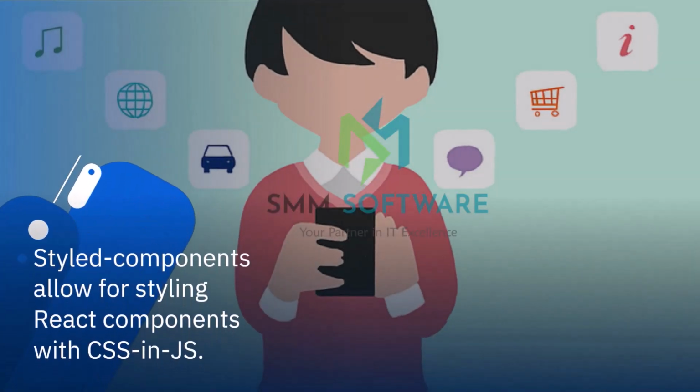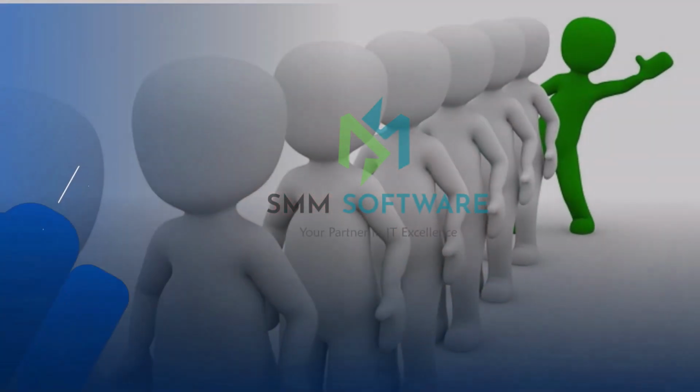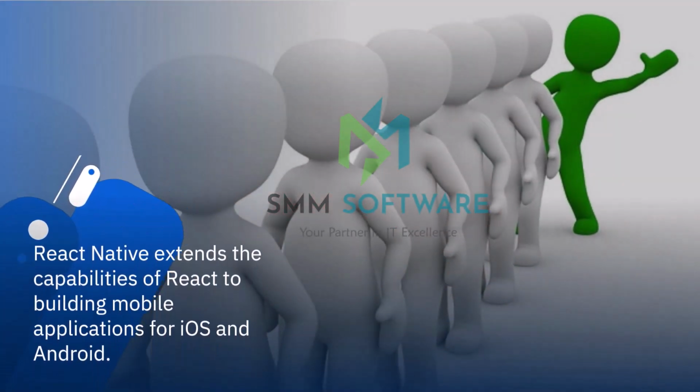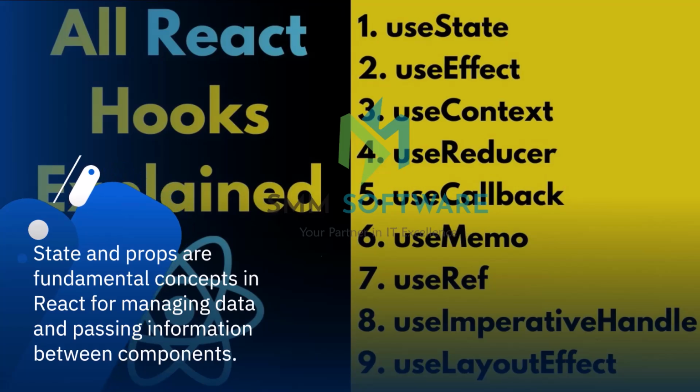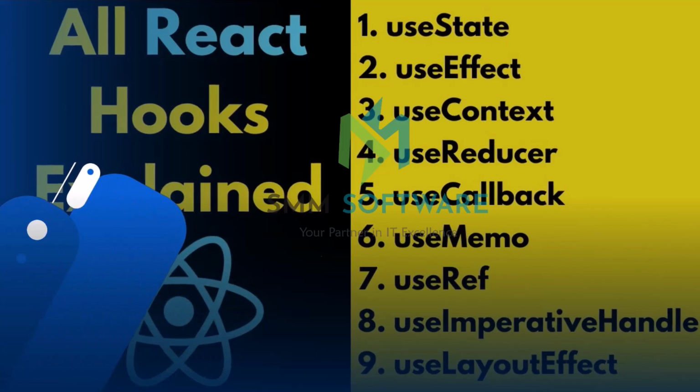Styled components allow for styling React components with CSS and JS. React Native extends the capabilities of React to building mobile applications for iOS and Android. State and props are fundamental concepts in React for managing data and passing information between components.